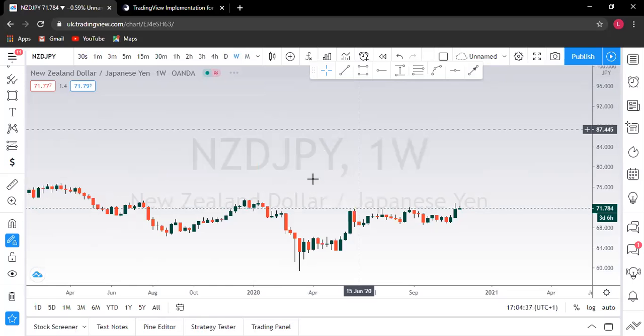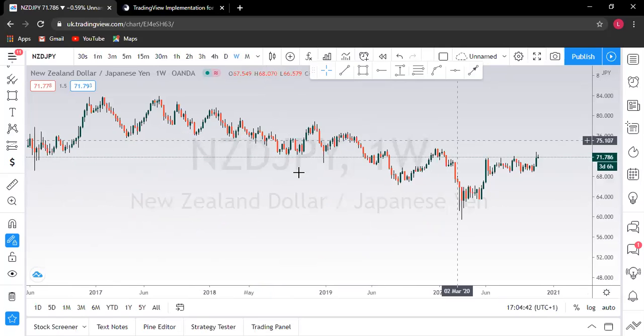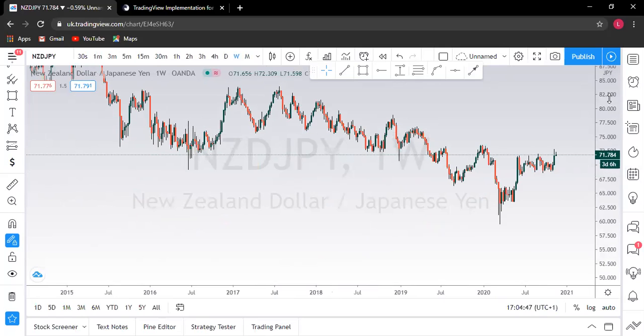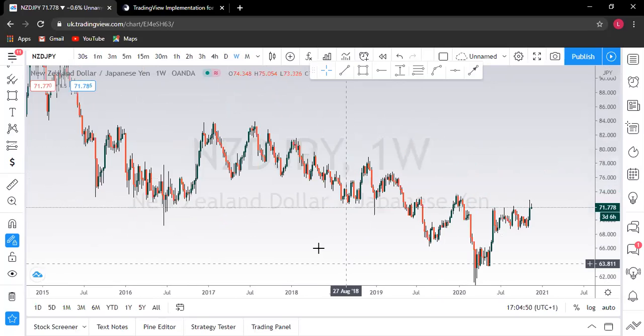So this is the weekly time frame. When you look at this weekly time frame, what can you see? On this weekly time frame as well, we can see that the market has been forming a series of lower lows and lower highs. So you can just take your trend line to guide you.